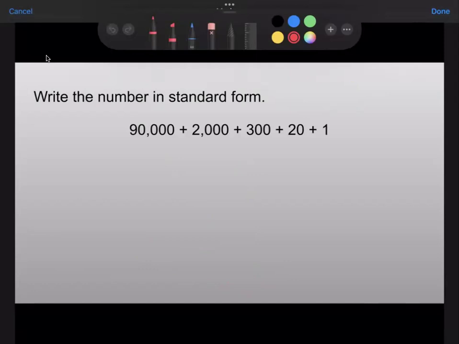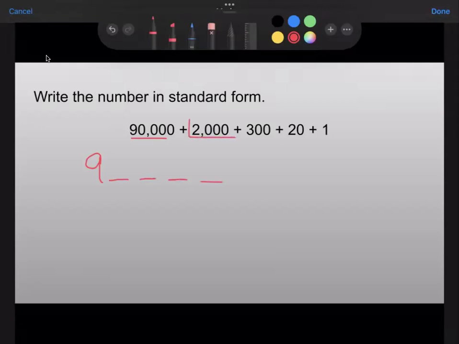Okay, here's our next one. We're going to write this number again from expanded form, which it's already in, into standard form. So here's another way you can go about it. You can start with the biggest number, which is 90,000. It has a 9 and it has 4 zeros. So I'm going to rewrite that, but instead of putting the zeros, I'm going to put blank spaces. I'm going to put a 9, and then 4 blank spaces instead of 4 zeros. 1, 2, 3, 4. That tells me that my number is going to have at least 5 digits.